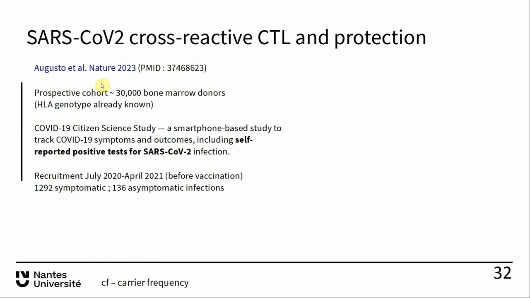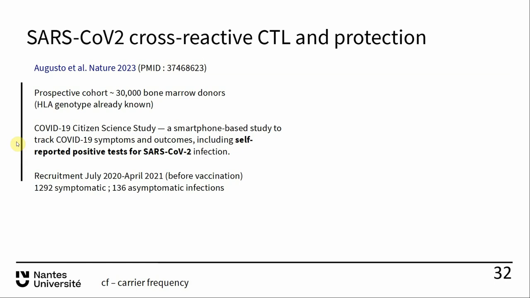Well, there are different ways of doing this, and the one that was done here I think was really clever. In fact, the authors recruited a cohort of bone marrow donors. That's important because bone marrow donors already have their HLA genotype done. So they contacted all these bone marrow donors in the database and said, we want you to participate in a citizen science study. And this was based on smartphones. So the people involved in the study had to download the app. And the app was there to track their COVID-19 symptoms and outcomes.